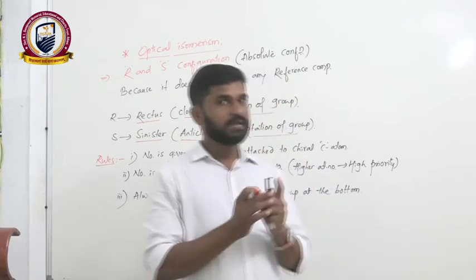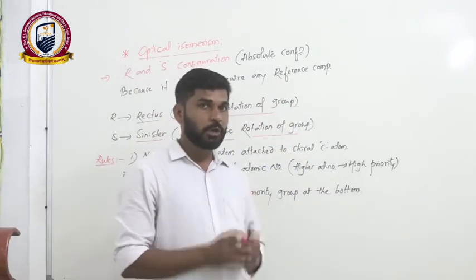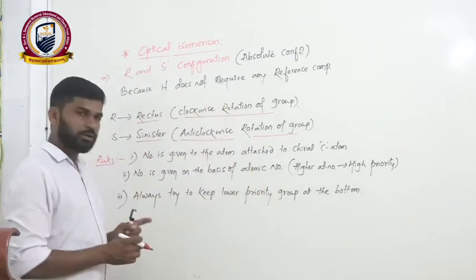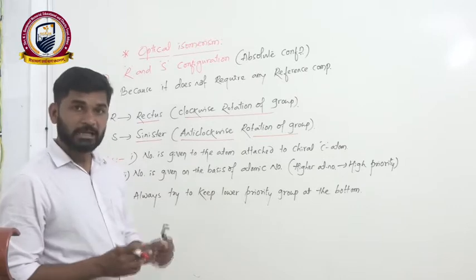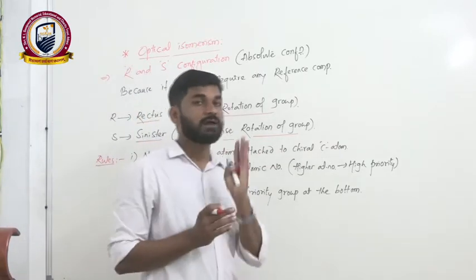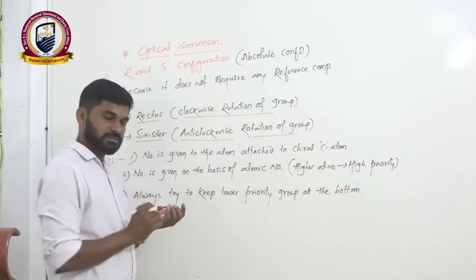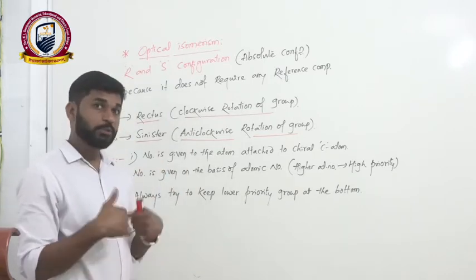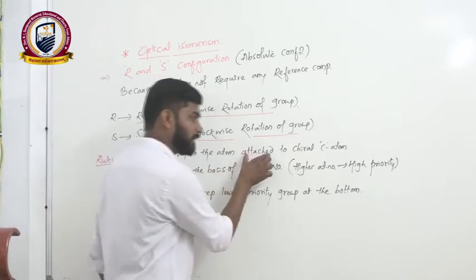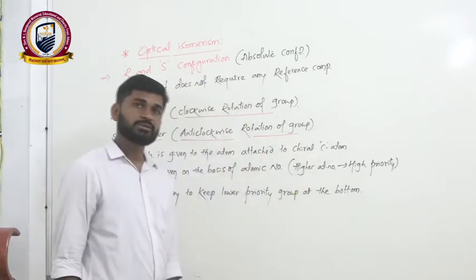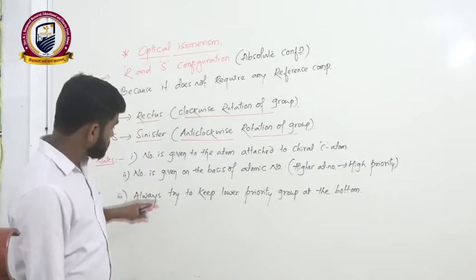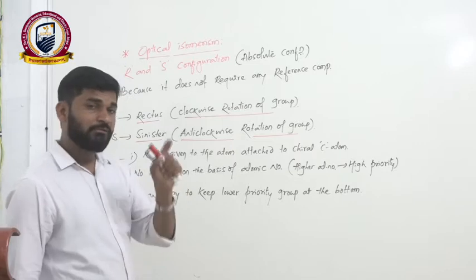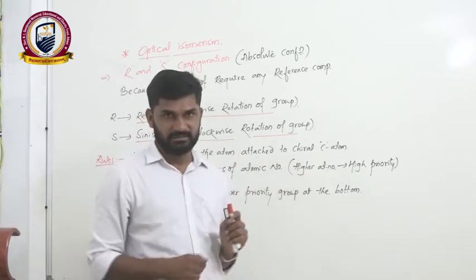To assign R and S configuration to the given compound, we have to follow some rules. The first rule is that a number should be given to the atom which is directly attached to the chiral carbon atom. And the second rule is that the number should be given on the basis of the atomic number of the atom which is attached to the chiral center.